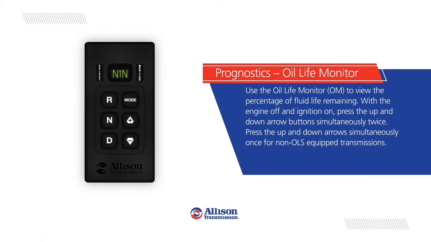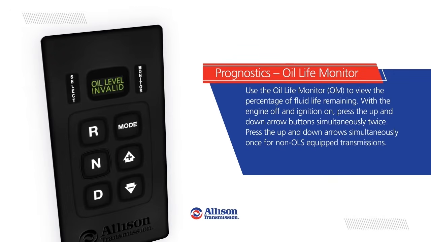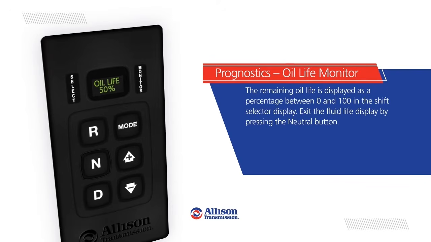Oil Life Monitor. Use the Oil Life Monitor, OLM, to view the percentage of fluid life remaining. With the engine off and ignition on, press the up and down arrow buttons simultaneously twice. Press the up and down arrows simultaneously once for non-OLS equipped transmissions. The remaining oil life is displayed as a percentage between 0 and 100 in the shift selector display. Exit the fluid life display by pressing the neutral button.